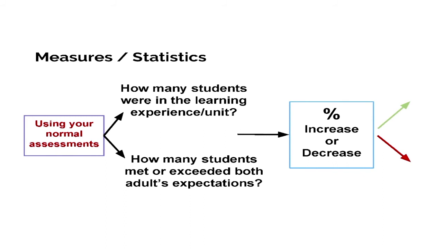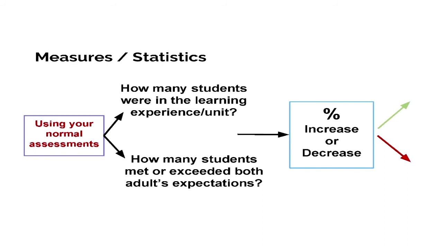First, how many students were in that learning experience, and then you ask how many met or exceeded both adults' expectations. That's important. So when you have two people and they're joining their objectives, what do you get? And since you're really looking at, in research terms, a population of 30 individuals in a classroom, you don't have to do fancy statistics.